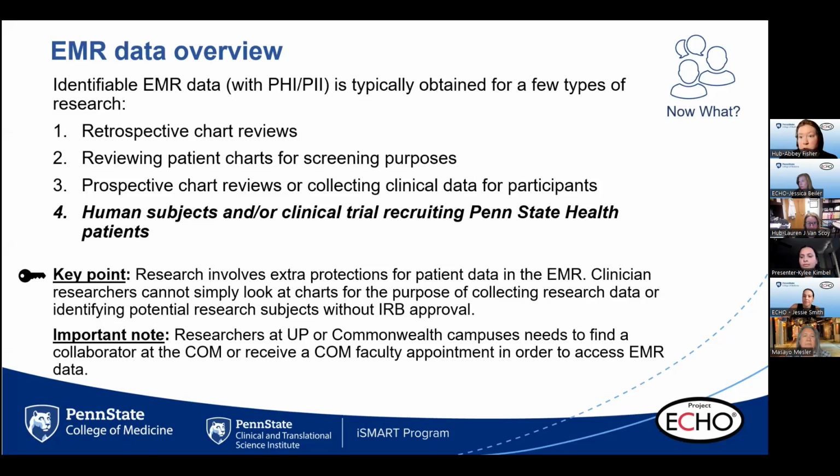That can include retrospective chart reviews, reviewing patient charts for screening purposes, with the anticipation that you're going to recruit and consent them into your study. Prospective chart reviews are collecting clinical data for existing participants. And the one that we're going to focus on today is human subjects and clinical trial recruitment of Penn State Health patients. A key point here is that research involves extra protections for patient data within the EMR. So you can't just go willy-nilly into the EMR looking for people to recruit for your study. You need to get IRB approval. There's a whole process in place for that we'll go over today.